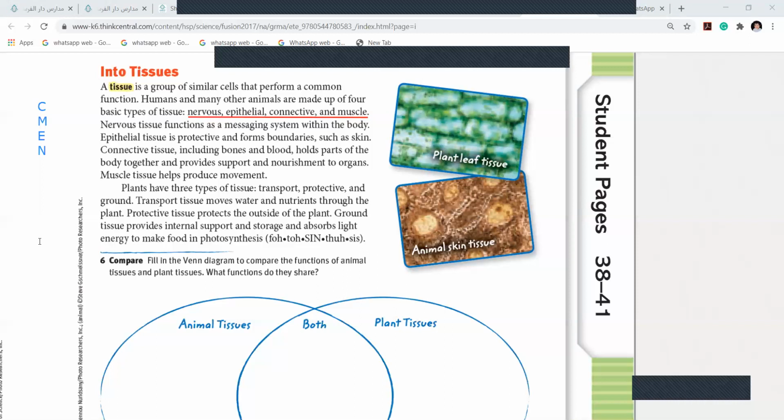Touch your skin and say epithelial. Nervous, you touch your brain so that you know all the nerves. Epithelial, you touch your skin and say epithelial so that you remember in your life that epithelial means skin tissue. Connective is more in the bones, in the muscles, okay? And muscle tissue, you know very well. The heart has muscle tissue, your nose has muscle tissue, many do. Anyways, will you remember? C-M-E-N. Repeat the tissues, come on.